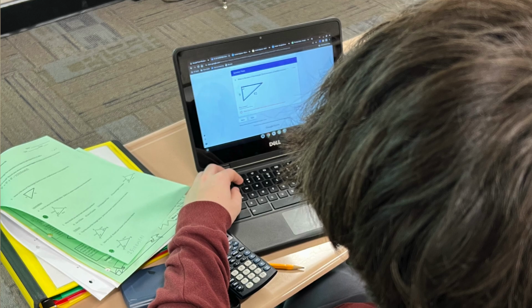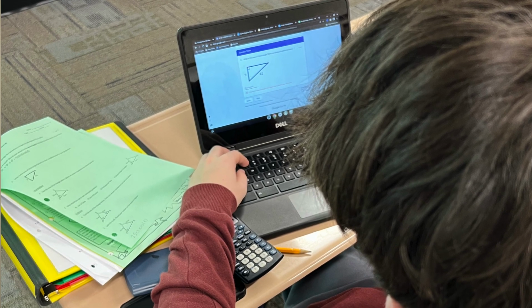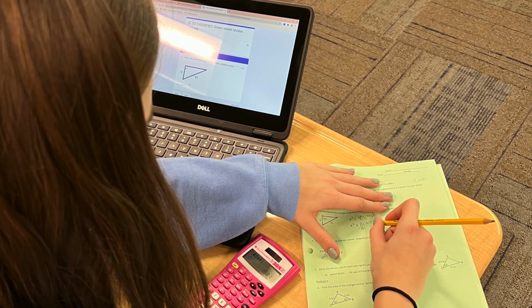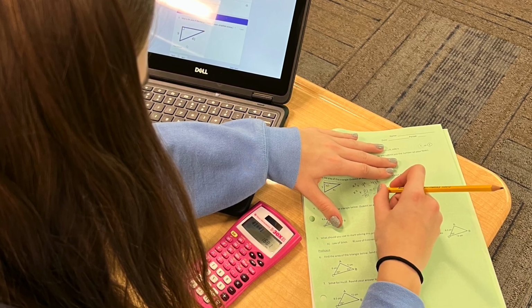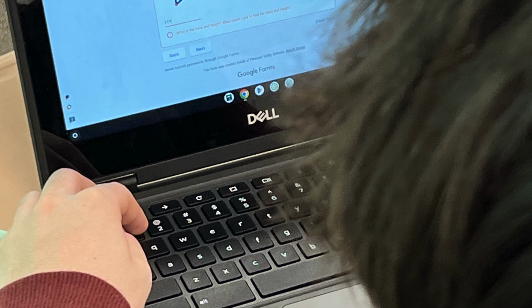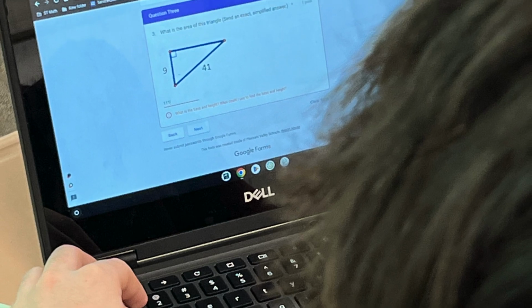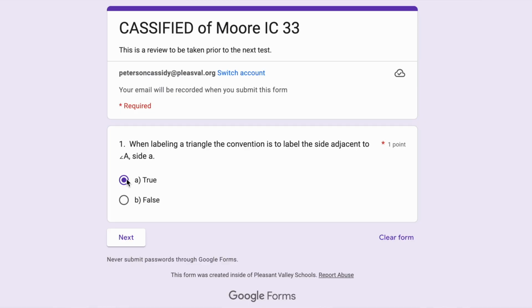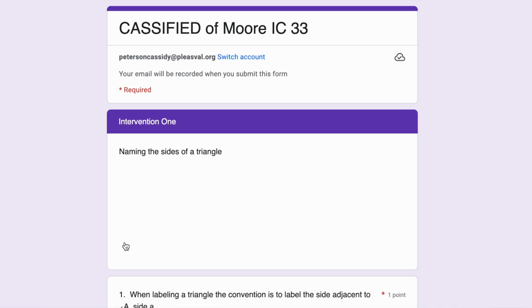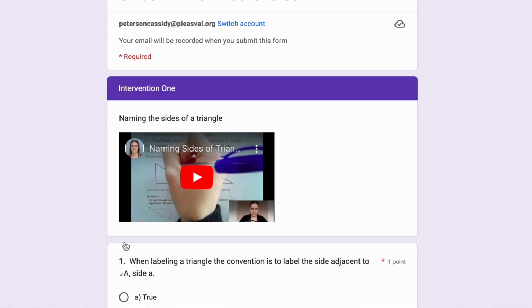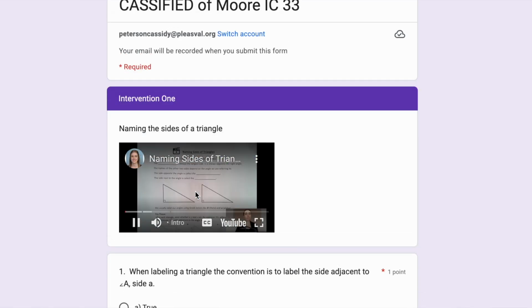So here you see we have students in the classroom. They use this Google Form to check their understanding while they're working through this worksheet. After they figure out their answer, they put it in the Google Form. It lets them know if they're right or wrong. And if they're wrong, it takes them to an intervention that reteaches the process. In this case, they used a YouTube video to reteach the process of cosines.